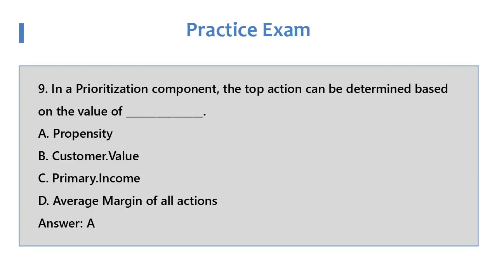9. In a prioritization component, the top action can be determined based on the value of blank. A. Propensity. B. Customer value. C. Primary income. D. Average margin of all actions. Answer: A.